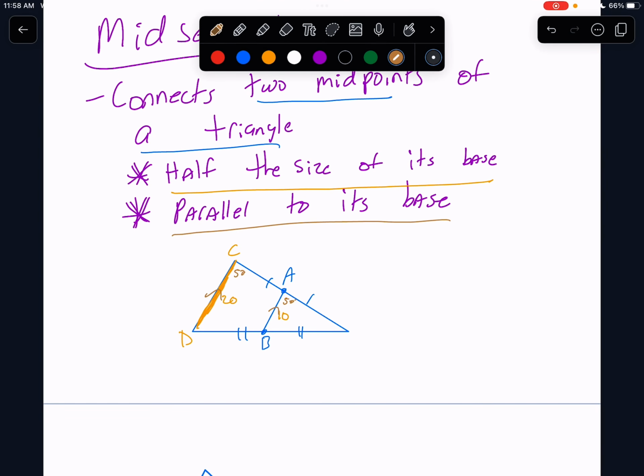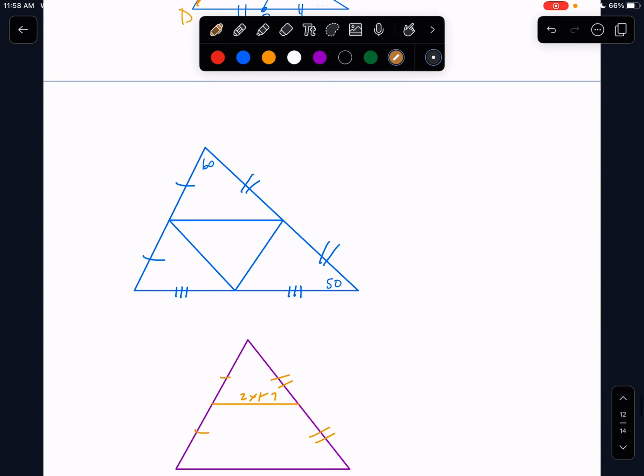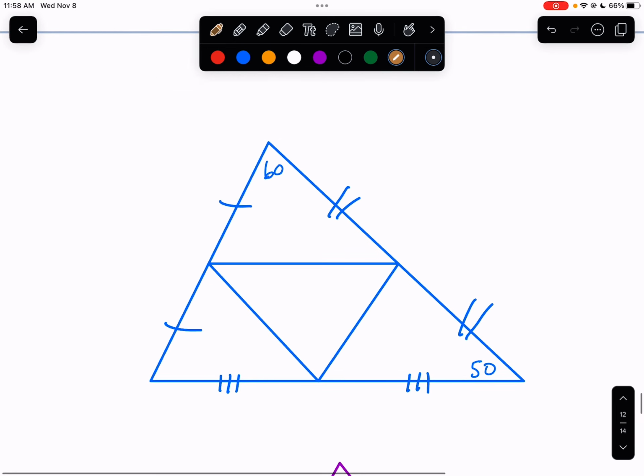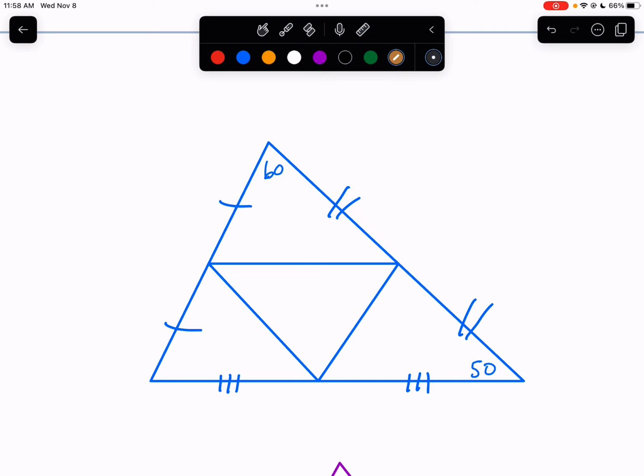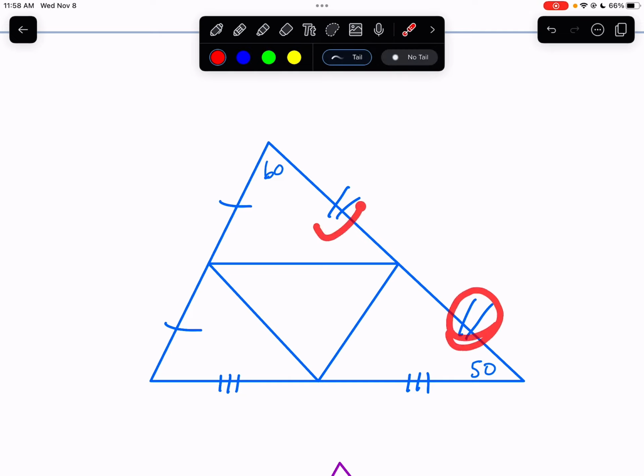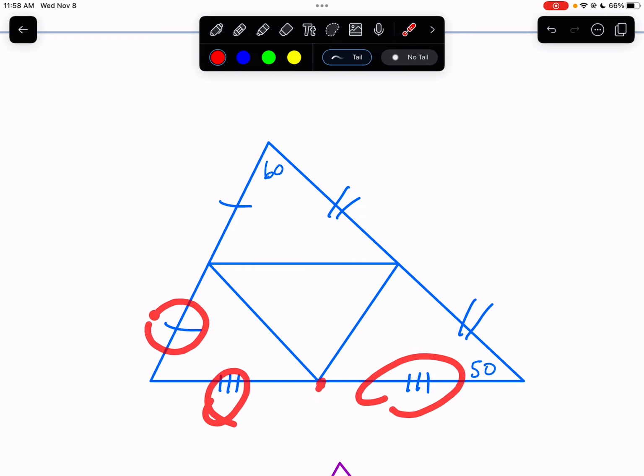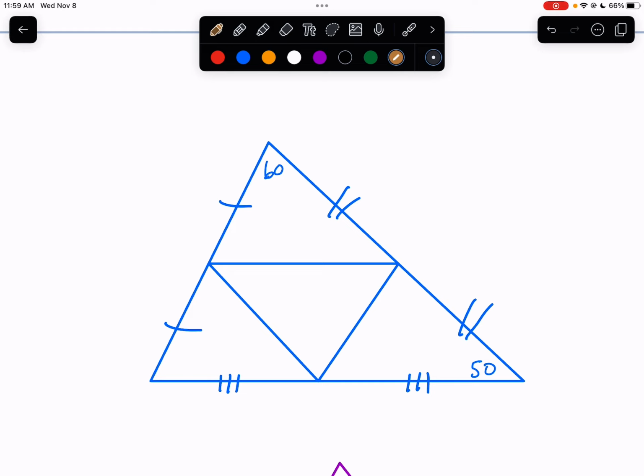So what are some things you can do with this? Well, let's say you know that you have these mid-segments. How do I know they're mid-segments? Because these are marked as equal. And so I know that we're dealing with a midpoint, right? These two parts are equal, so this is a midpoint. These two parts are equal, so this is a midpoint. These two parts are equal, so this is a midpoint. So when you connect midpoints, you're creating a mid-segment. And we know that they're parallel to their base.